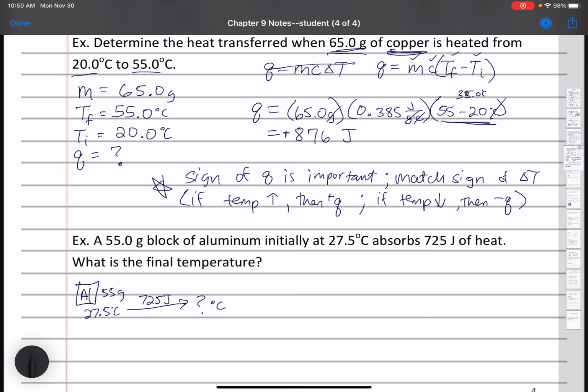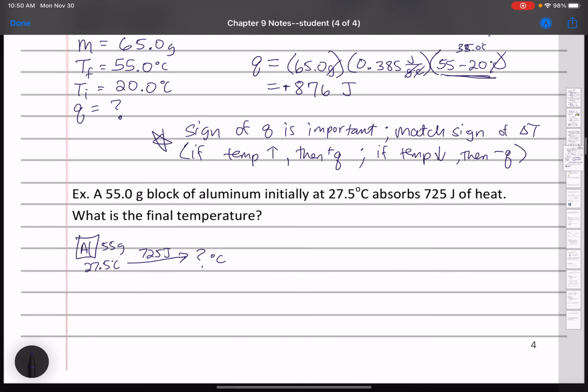All right, so I'm going to write out what we have here, kind of organize this. So we've got a mass, 55.0 grams. We have an initial temperature of 27.5 degrees Celsius. We don't have the final temperature, that's what we want to know, and we do have the heat, Q, 725 joules, and that's positive.